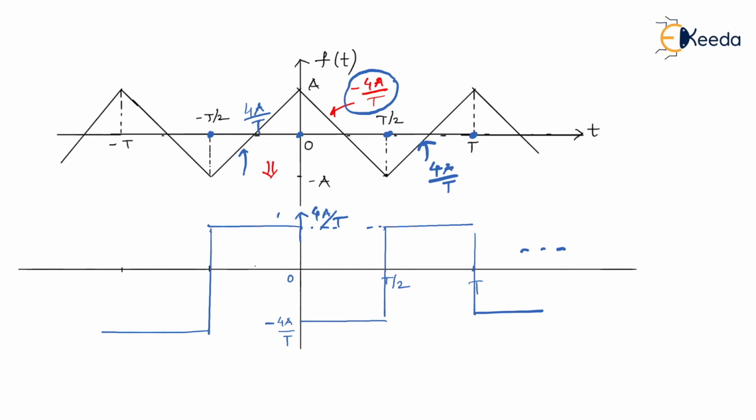And the same thing will continue. So we got this kind of a square wave. If I call the given signal f of t, I would say after taking the derivative, that is d by dt of f of t, I'll call this signal f dash of t. So this is f dash of t.